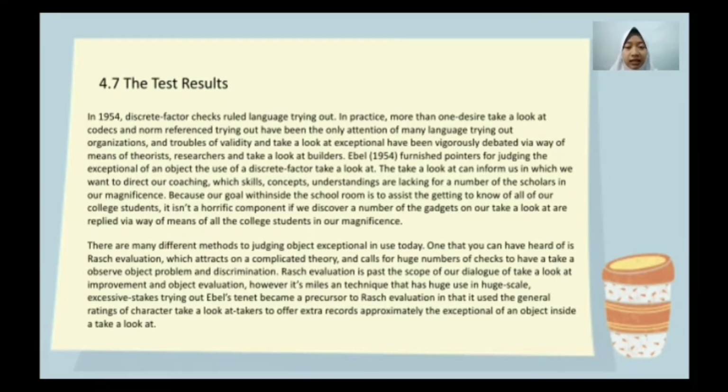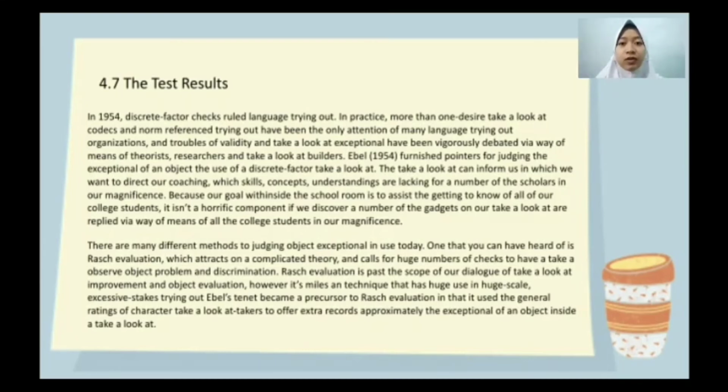Next, I want to explain about the test result. In 1954, discrete point tests ruled language testing. In practice, multiple choice test codex and norm reference testing were the main attention of many language testing organizations. And problems of validity and test quality were vigorously debated by researchers and test developers.